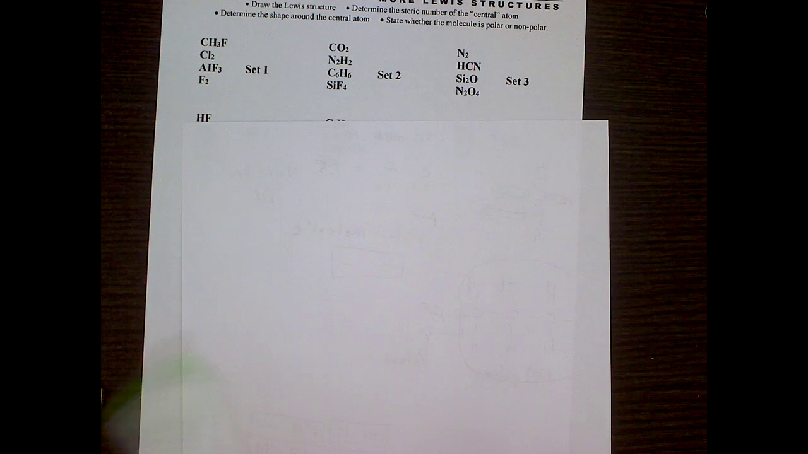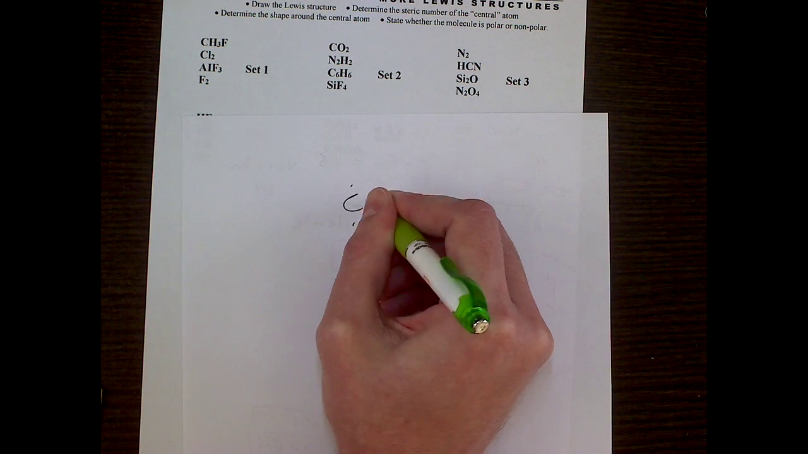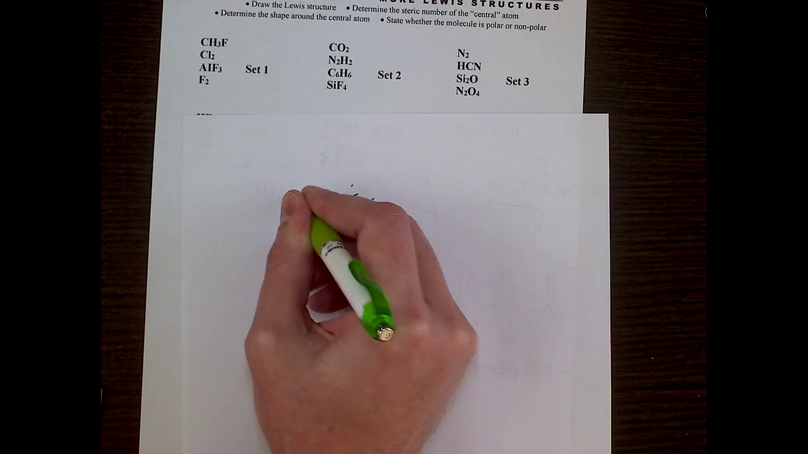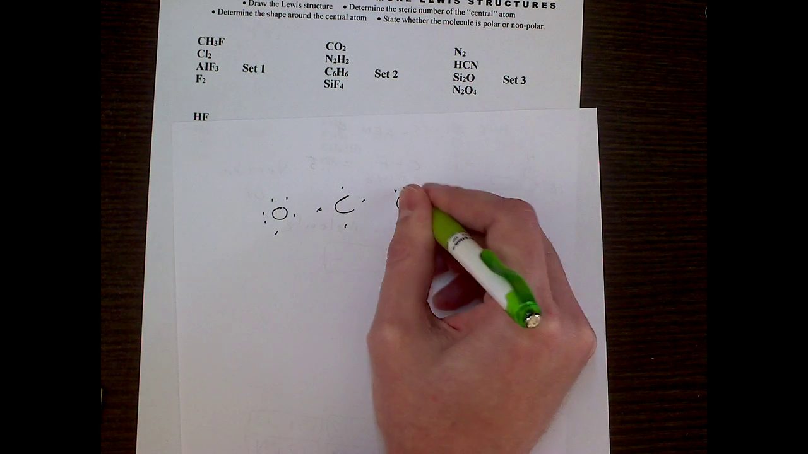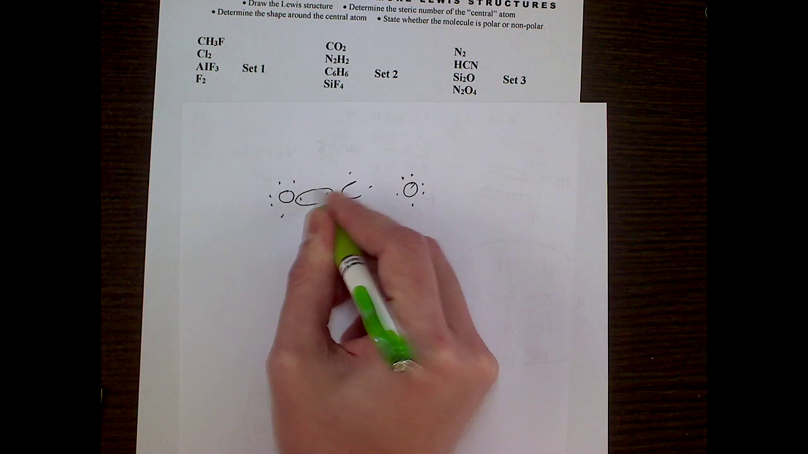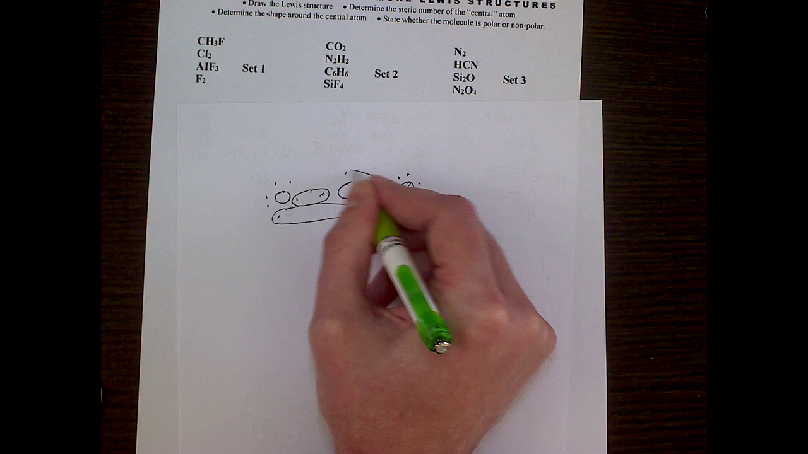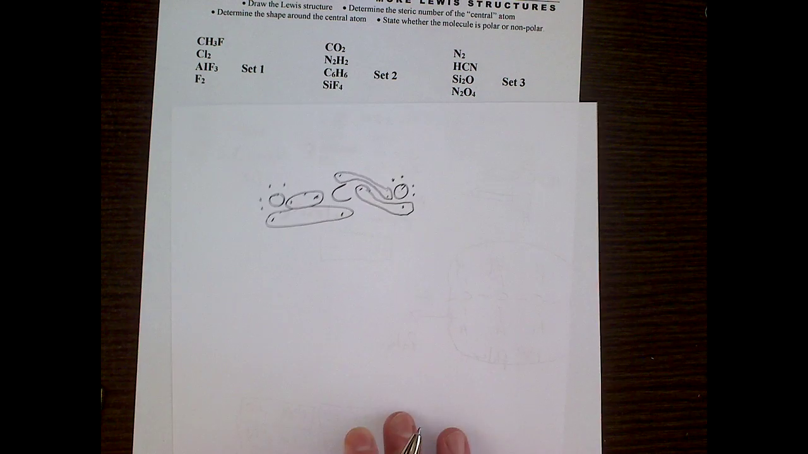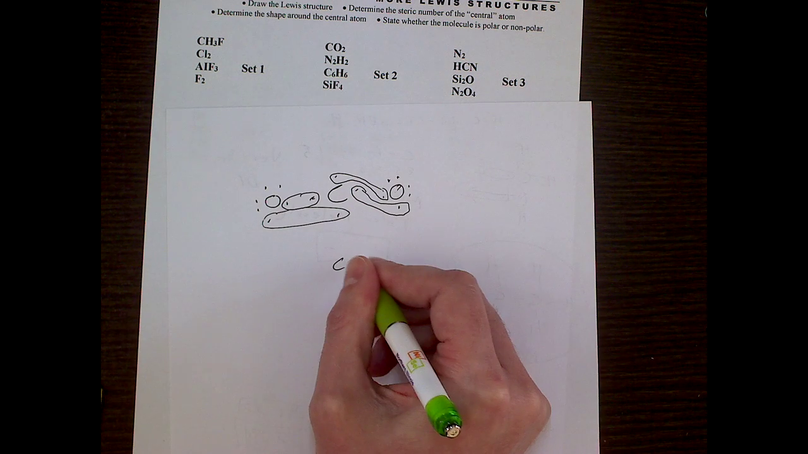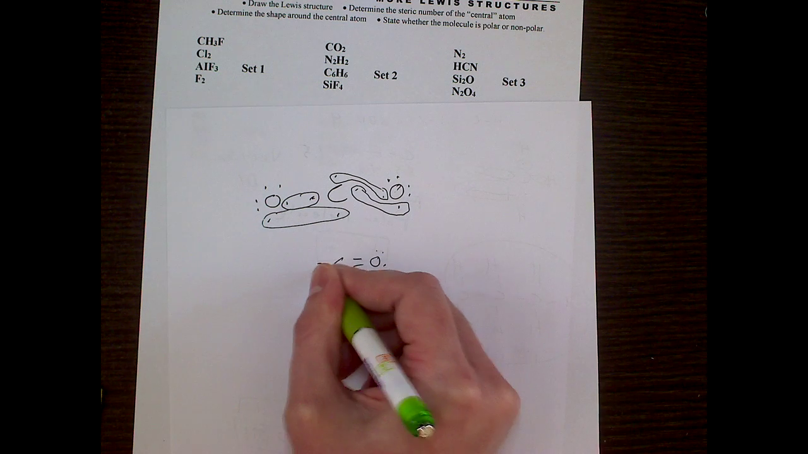Let's do the CO2. I'm going to put carbon in the middle. Okay, 1, 2, 3, 4. I'm going to put 1 oxygen over here, and the other one over here. Now, each one of these oxygens will bond twice, just like this. That's the messy way to draw it. We can make this look a little bit neater if we draw it like this.